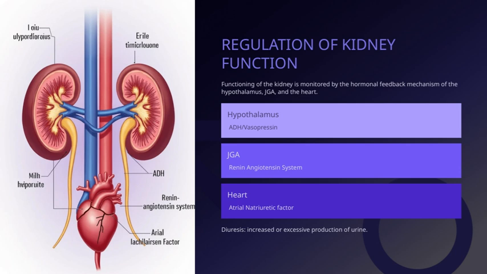Then we have the renin-angiotensin system, or RAS, which is activated when blood pressure drops or when blood volume decreases.